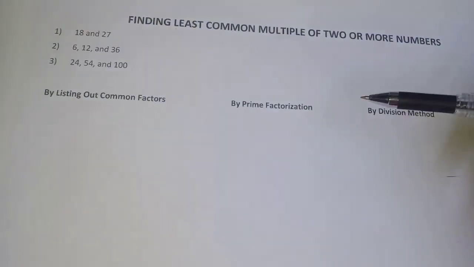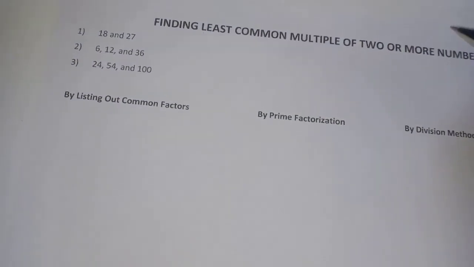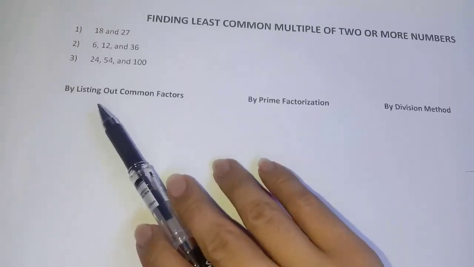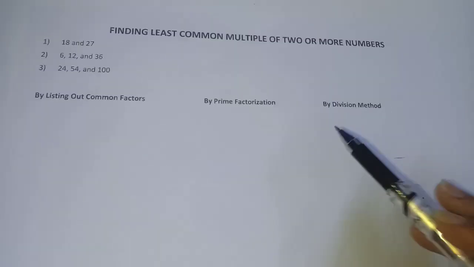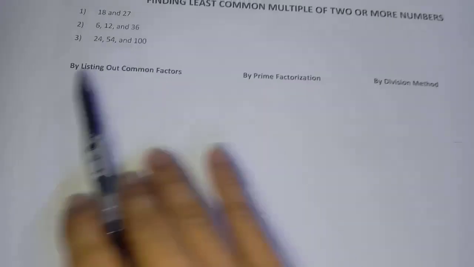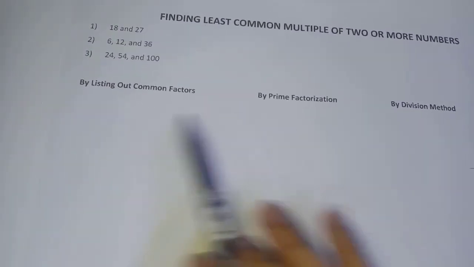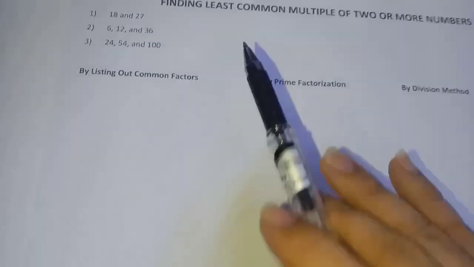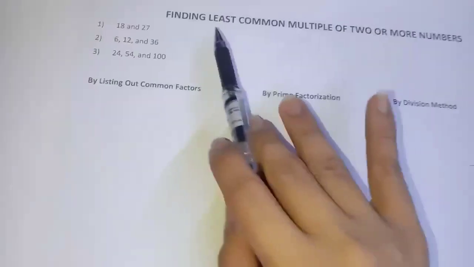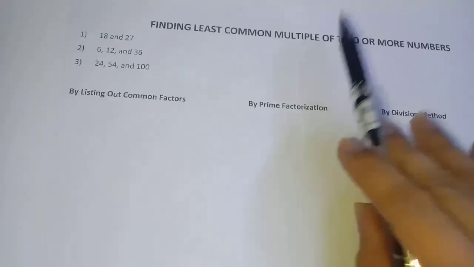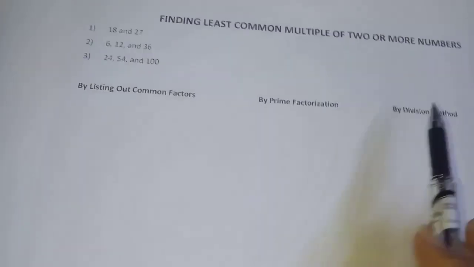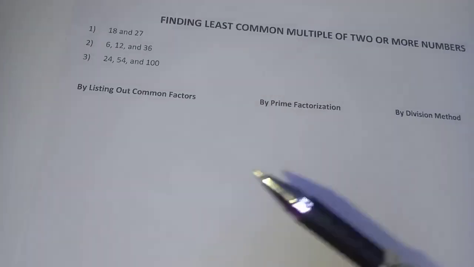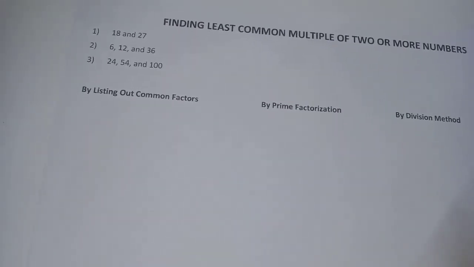Same items pa rin, and also same method pa rin para makuha yung least common multiple. That is by listing out common factors, by prime factorization, and by the division method. I'll introduce these three methods to get the greatest common factor and also the least common multiple of two or more numbers. Kung ano man dito yung pinakamadaling paraan para sa inyo, you can use that method.